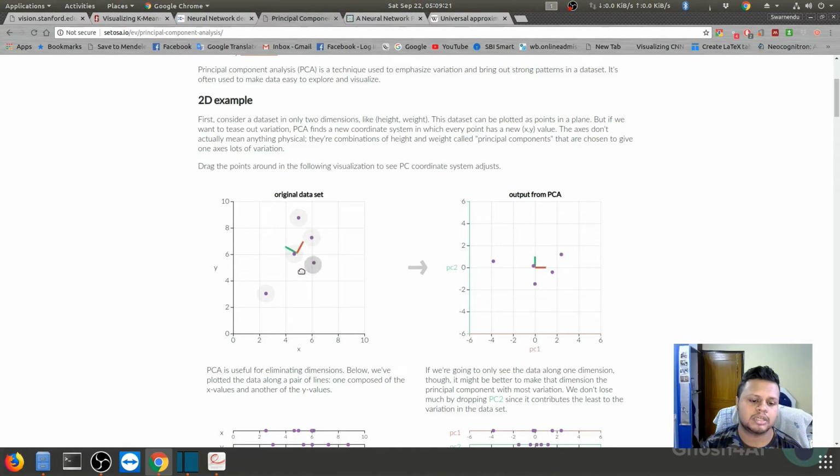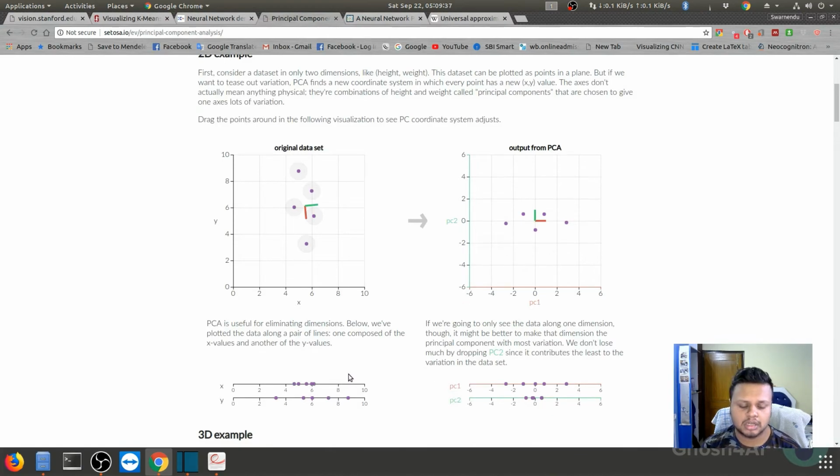So if we move the samples again, you see the red line again corresponds to the major axis of the ellipse, and the data distribution is again in a way such that the variance along the PC1 dimension is maximum. You can also see how these values are mapped.